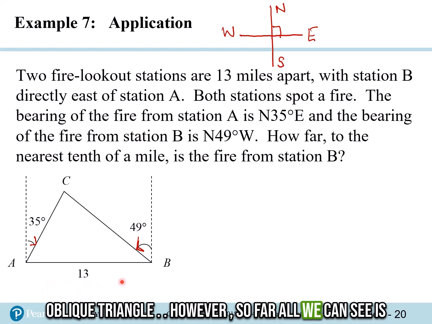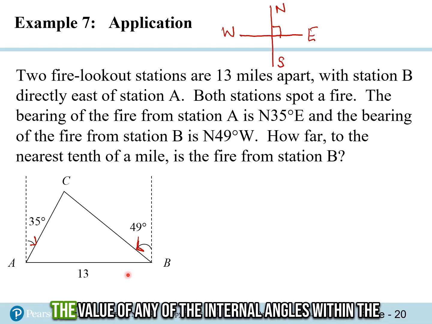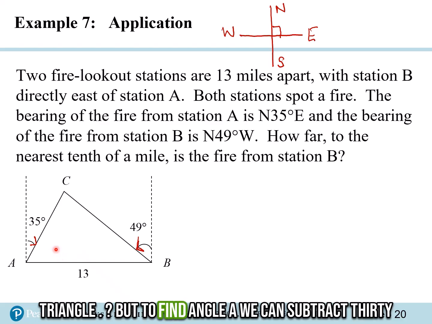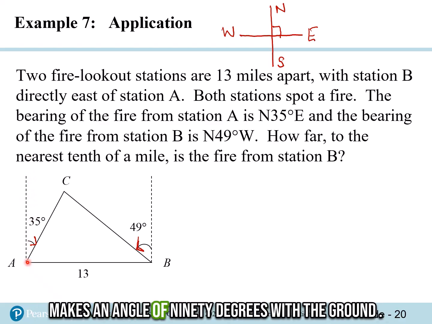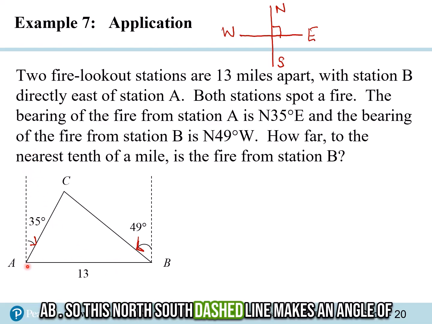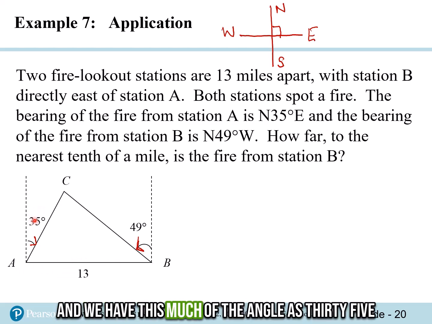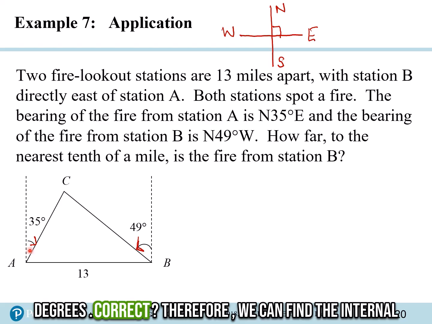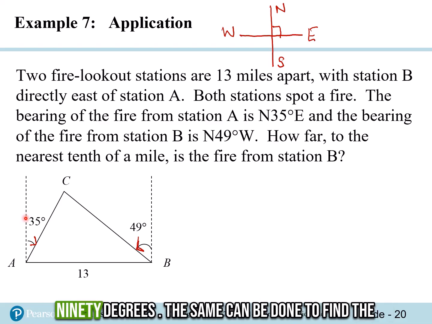However, so far all we can see is the length of the side AB given to us. We do not know the value of any of the internal angles within the triangle. But to find angle A, we can subtract 35 from 90 degrees because the north-south line makes an angle of 90 degrees with AB. So this north-south dashed line makes an angle of 90 degrees with the side AB, and we have this much of the angle as 35 degrees, correct?